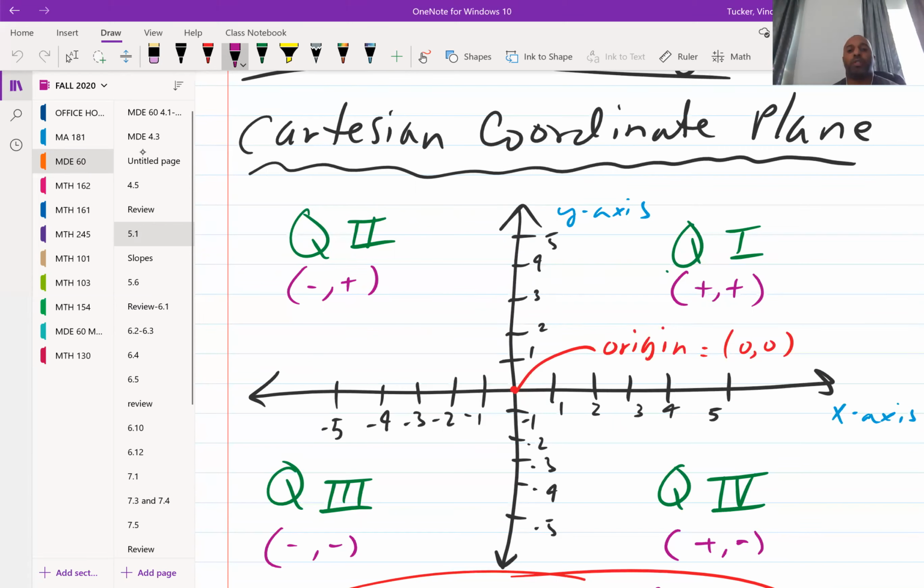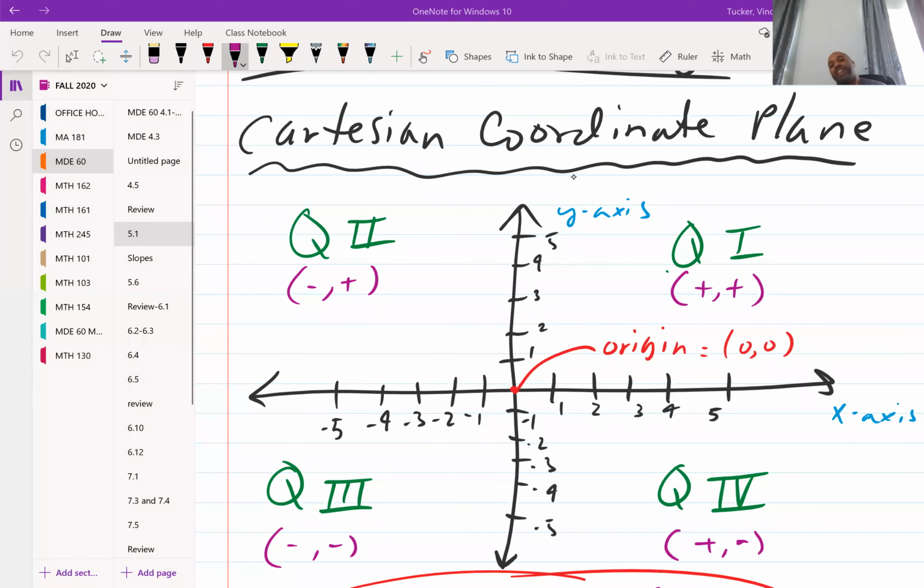So your Cartesian coordinate plane. We have an x-axis and our y-axis. Where they intersect is our origin. X-axis is a horizontal axis. Y-axis is our vertical axis. They intersect at the origin, 0, 0.